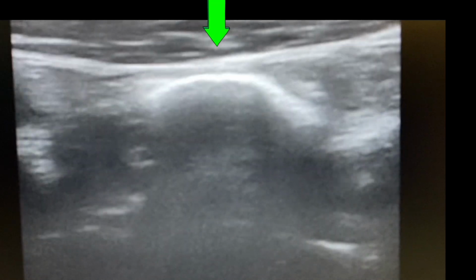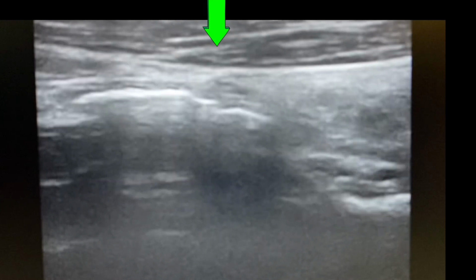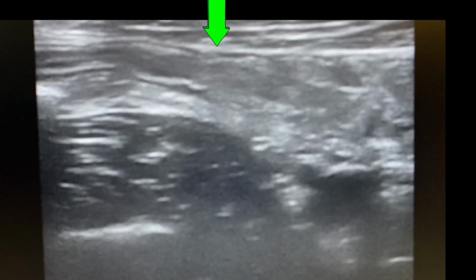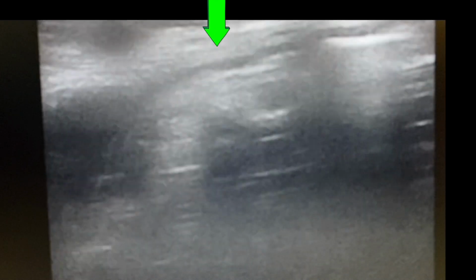Now here we see gas. This is a normal part of the intestine. Normally, gases in the small intestine are visualized as a continuous echogenic line.